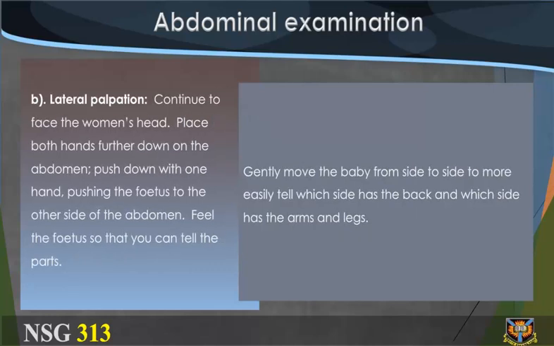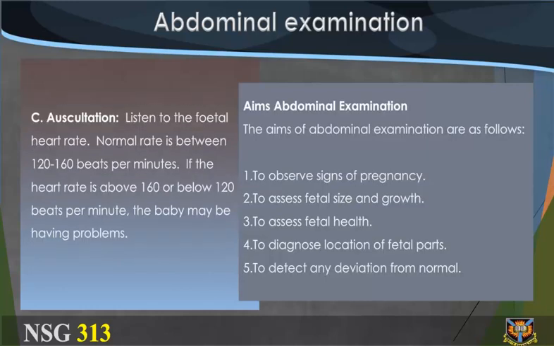B. Lateral palpation. Continue to face the woman's head. Place both hands further down on the abdomen. Push down with one hand, pushing the fetus to the other side of the abdomen. Feel the fetus so that you can tell the parts. Gently move the baby from side to side to more easily tell which side has the buttocks and which side has the arms and legs.